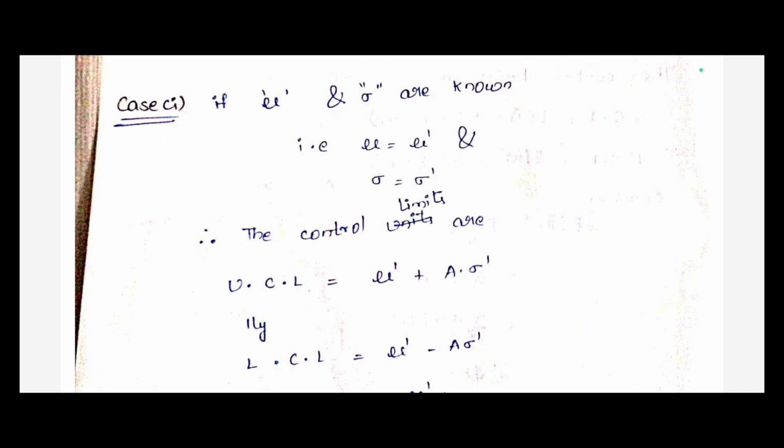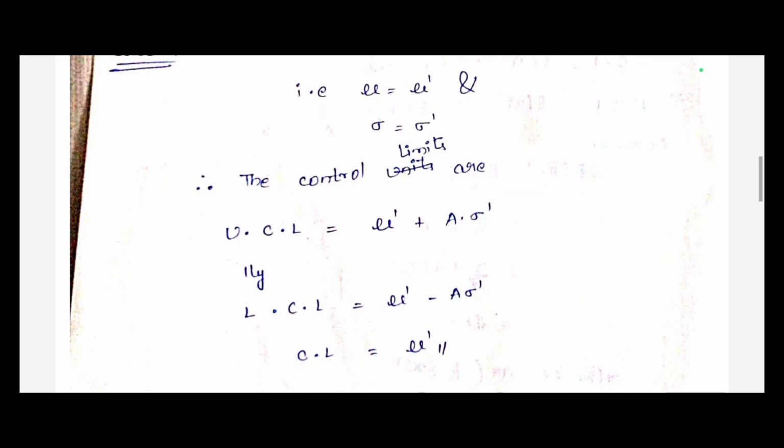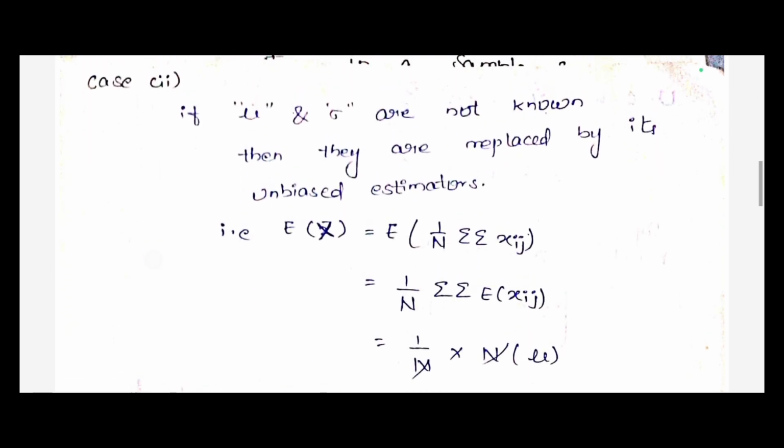Case 1: if mu and sigma are known, mu equals mu dash and sigma equals sigma dash. Therefore the control limits are UCL equals mu dash plus A into sigma dash, and similarly LCL and CL. Case 2: if mu and sigma are not known, then they are replaced by their unbiased estimators.